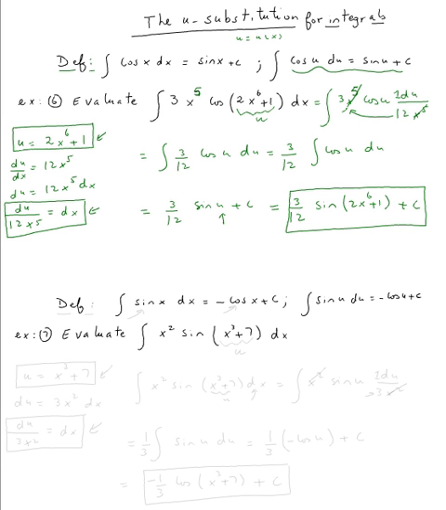Now for the next example, the definition is right here. The integral of sine x dx is equal to negative cosine x plus C, and the integral of sine u du is equal to negative cosine u plus C. So let's evaluate this integral: the integral of x squared sine of x cubed plus 7 dx. Again, same thing, whatever is between parentheses, we're going to call it u. So my u happens to be x cubed plus 7.